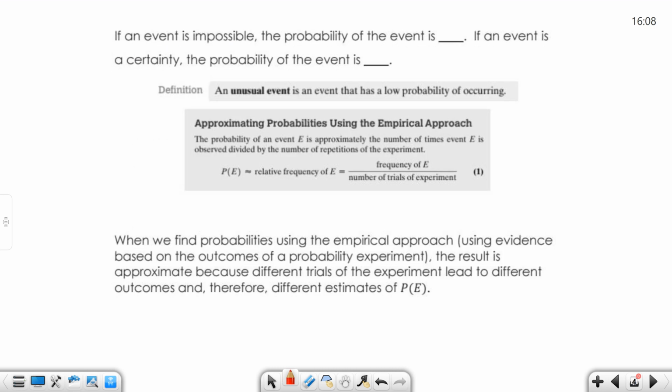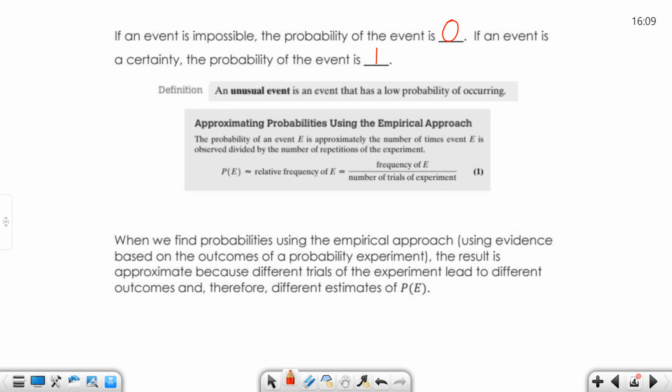If an event is impossible, the probability of the event is, well, I told you, if it never happens, it's 0. If an event is a certainty, the probability of the event is 1. For instance, if there is a pack of M&Ms on the desk, it is a 100% chance that I will eat them because I like M&Ms. No, I'm just kidding. I'm not going to steal your M&Ms. But the probability of the event is 1. The probability of the event is 0 if it's impossible. If it's a certainty, it's 1.